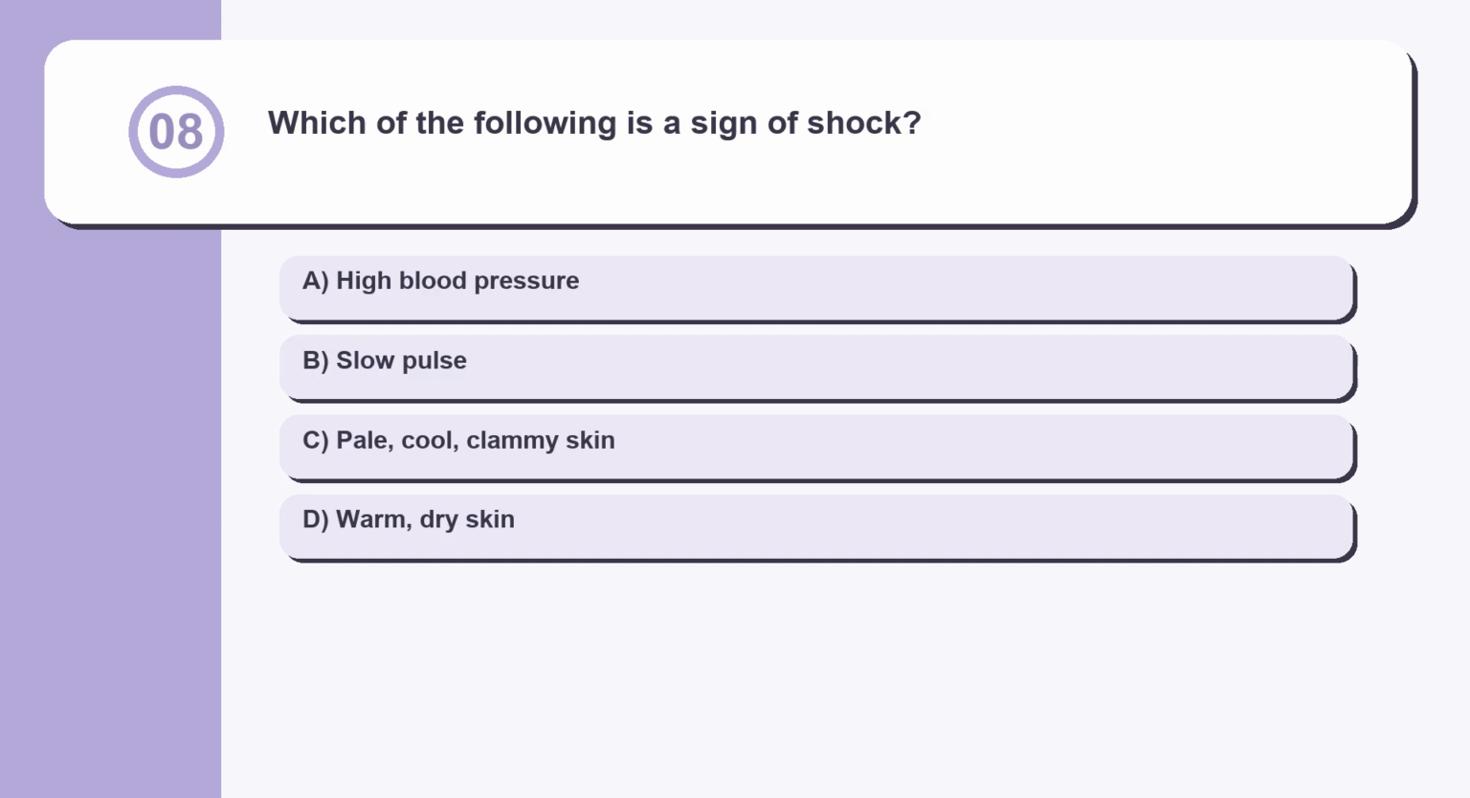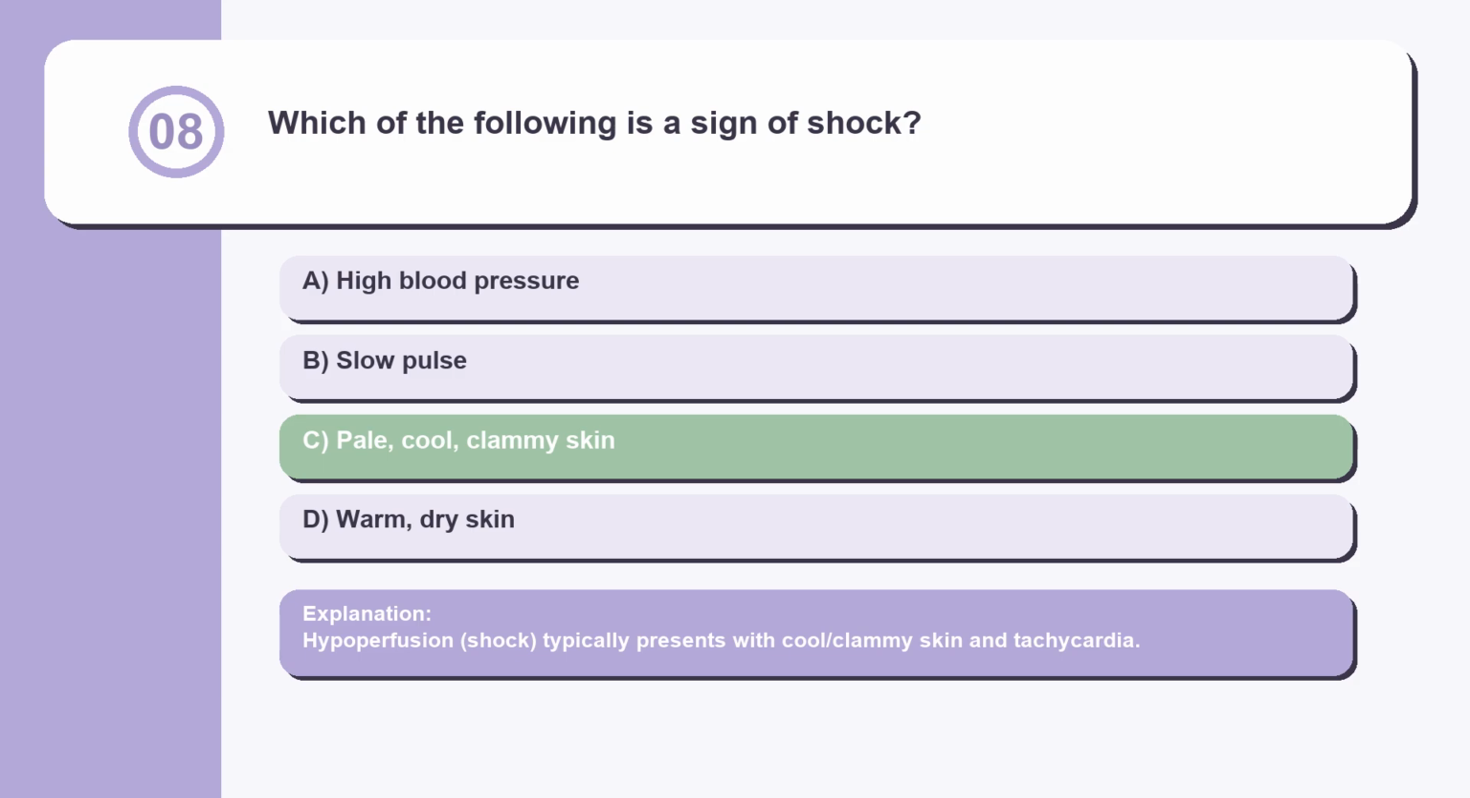Question 8. Which of the following is a sign of shock? High blood pressure, slow pulse, pale, cool, clammy skin, warm, dry skin. Hypoperfusion, shock, typically presents with cool/clammy skin and tachycardia.